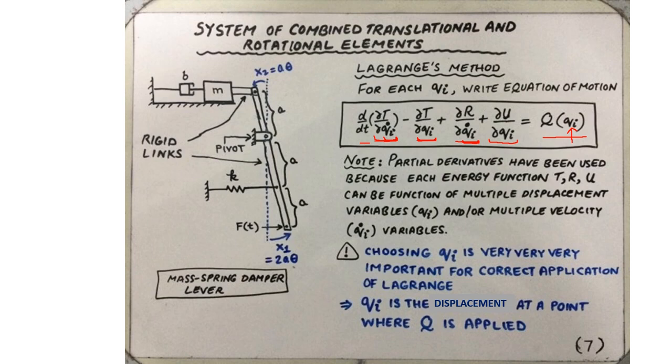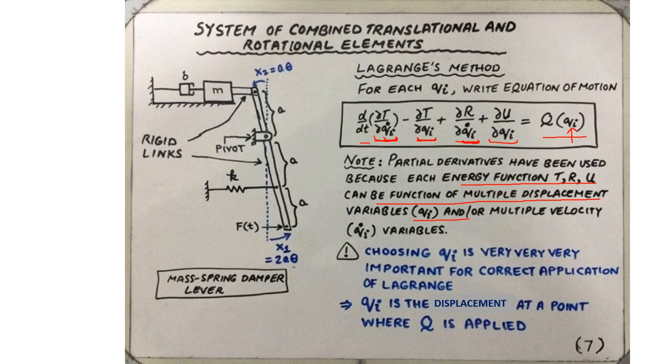One of the reasons that you may wonder, why do we need partial derivatives? That's because the energy functions describing kinetic, dissipation, and potential energy can be functions of multiple displacement or velocity variables. So therefore, we need to calculate the partial derivative.